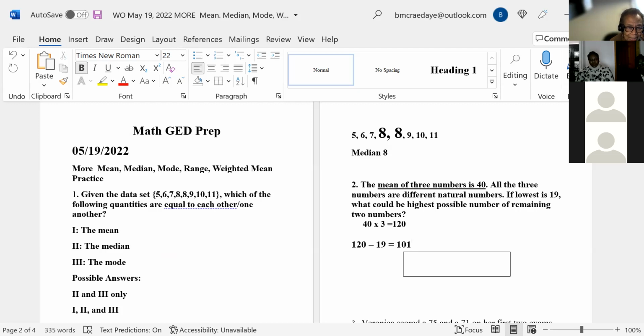What's the highest possible number of the remaining two numbers? So we've got two remaining numbers and they add up to 101. So what's the highest possible number of the remaining two numbers, Albert? You've got two numbers, they add up to 101. So what would be the highest numbers that could add up to 101?